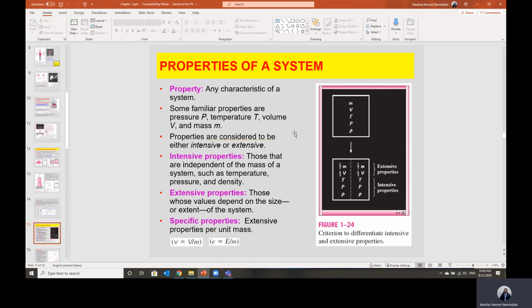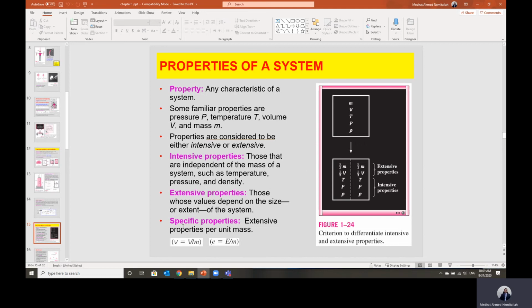So property is defined as any characteristic of the system, and we do have two kinds of properties. We have extensive property and intensive property. Intensive properties are properties that are independent of mass. So they are not a function of mass, like pressure, temperature. Extensive properties depend on the size of the system, which is a function of mass or the size of the system, like mass itself, like the volume of the system, like the total energy of the system. All of these are extensive properties.